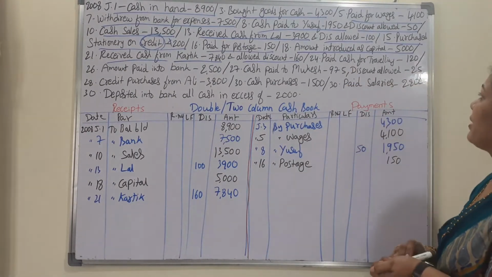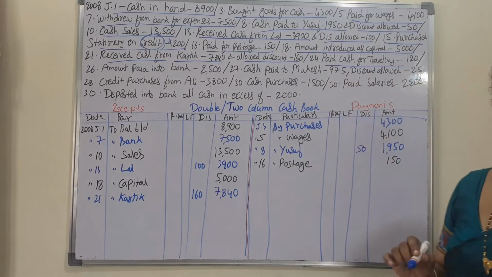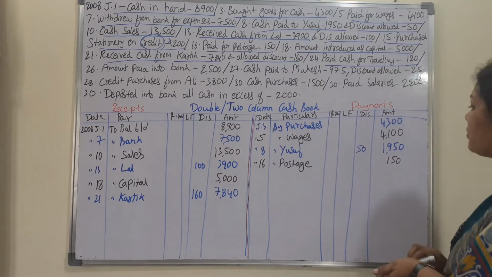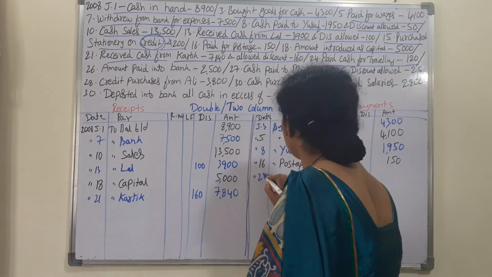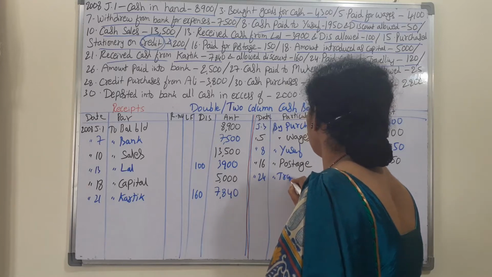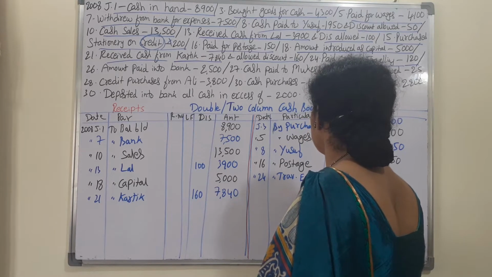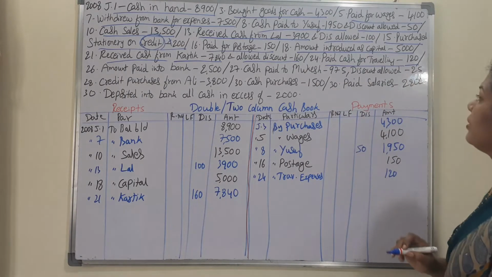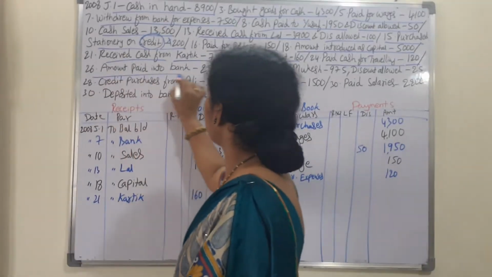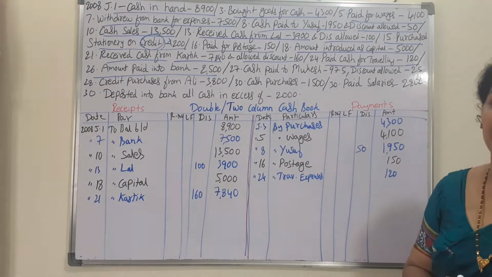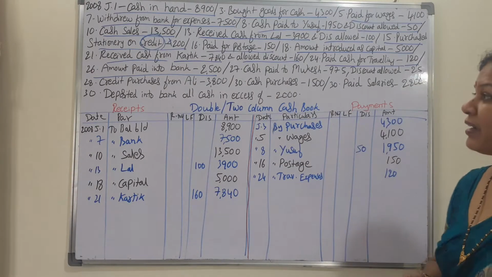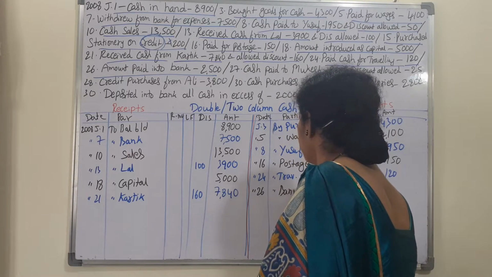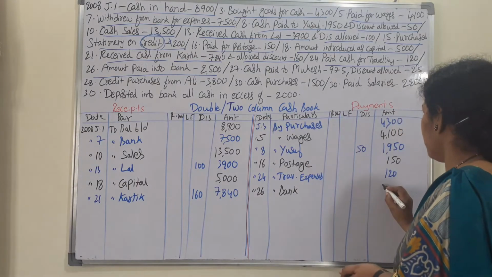Next one, paid cash for traveling. For traveling expenses we are paying 120. Payment is on the credit side, so we will write by traveling. It's on 24th, by traveling expenses, 120. Next, amount paid into bank. We are paying into bank, it's a payment, so we'll write on the credit side, by bank. It's on 26th. How much? 2,500.